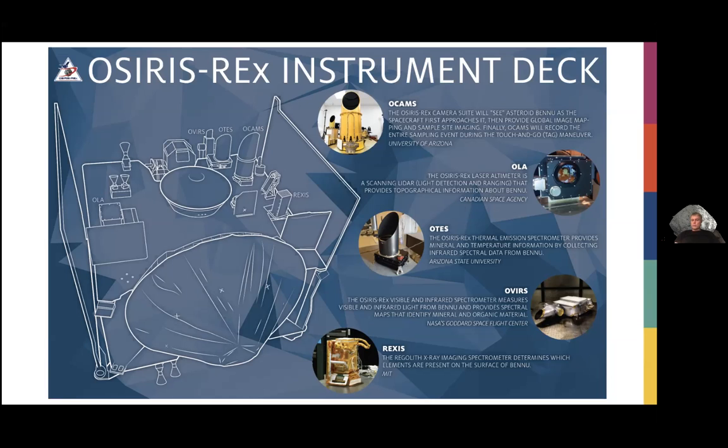And then REXIS, which is an X-ray spectrometer, which was not one of the main instruments on the mission, but it was actually a student project by MIT and Harvard.